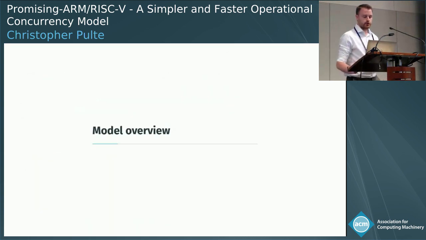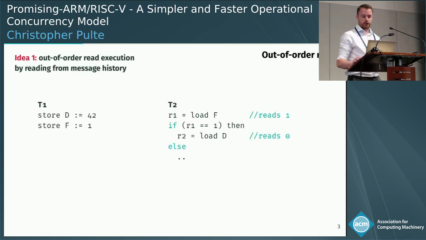Right, and so now I'll briefly give an overview of the three main ideas this model is based on. First idea: the out-of-order execution of reads that the architecture allows is explained by allowing reads to read from older writes in the message history.